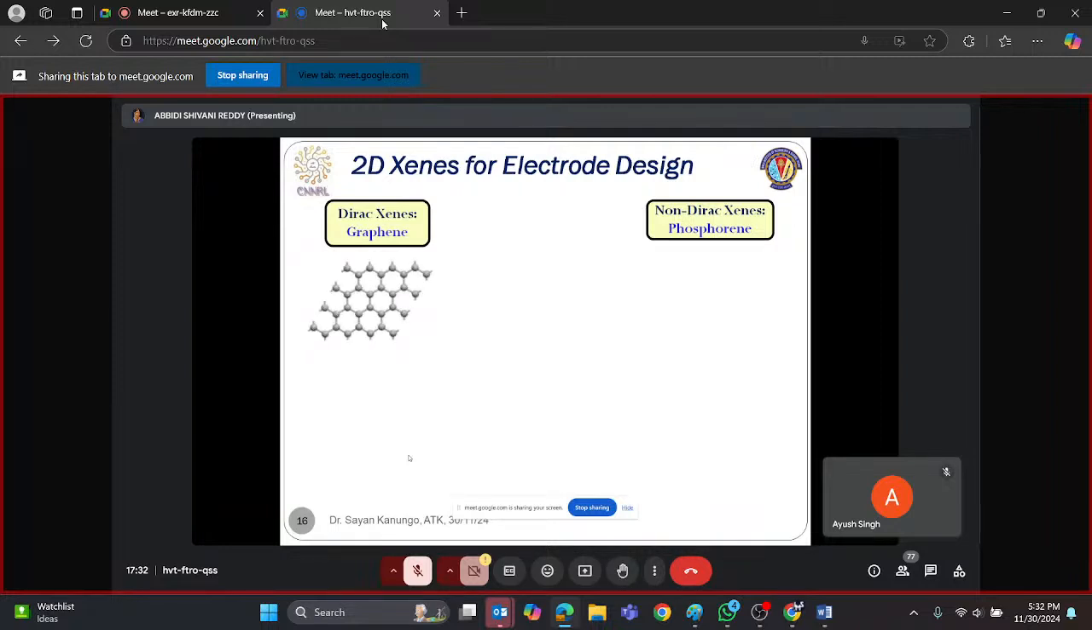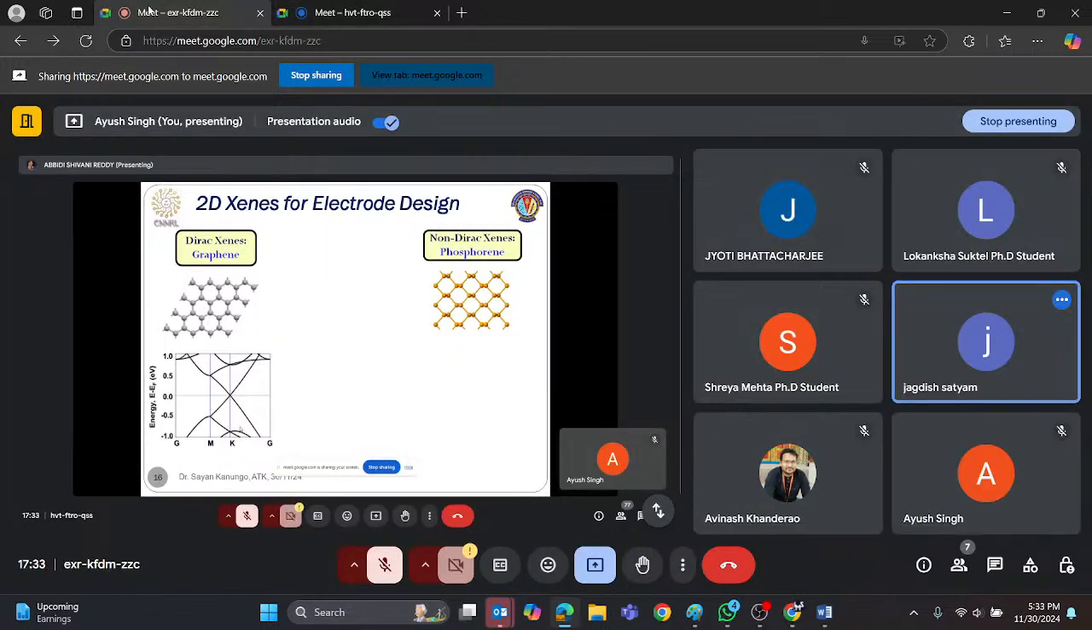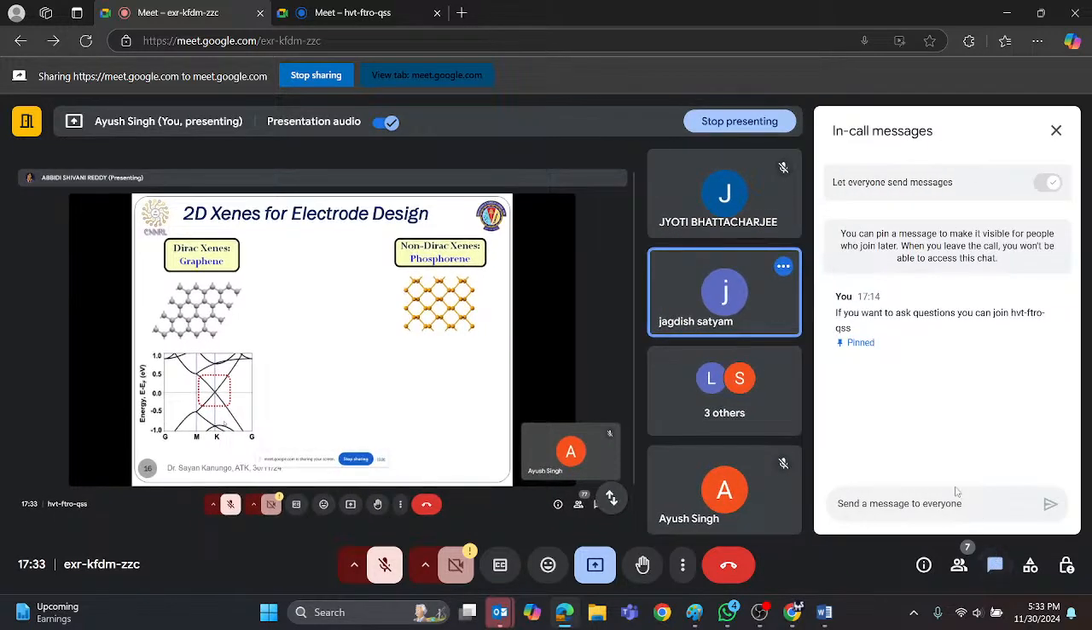So, in this presentation, we considered one example from each category, that is graphene from Dirac Xenes and phosphorene from non-Dirac Xenes. Now, let us first concentrate on graphene. Graphene has a hexagonal honeycomb lattice with a perfectly planar structure, whereas phosphorene has a buckled structure with an orthorhombic phase. If we consider the energy band diagram of graphene, as we have stated before, the conduction band minima and valence band maxima are touching at a point which is known as the Dirac point.